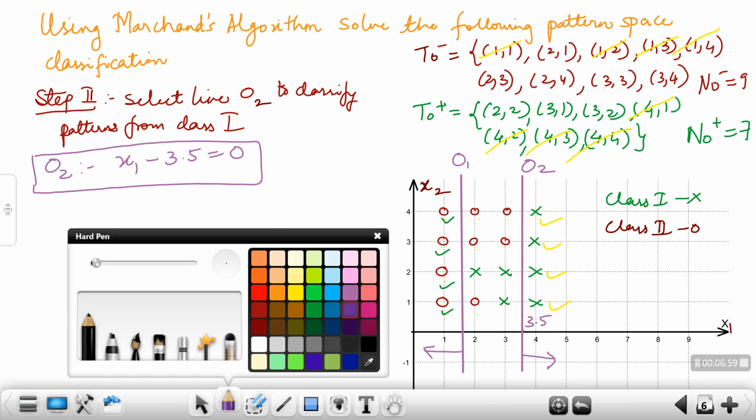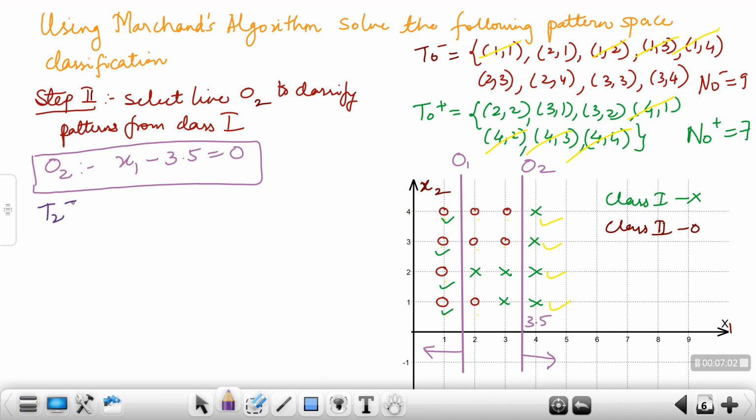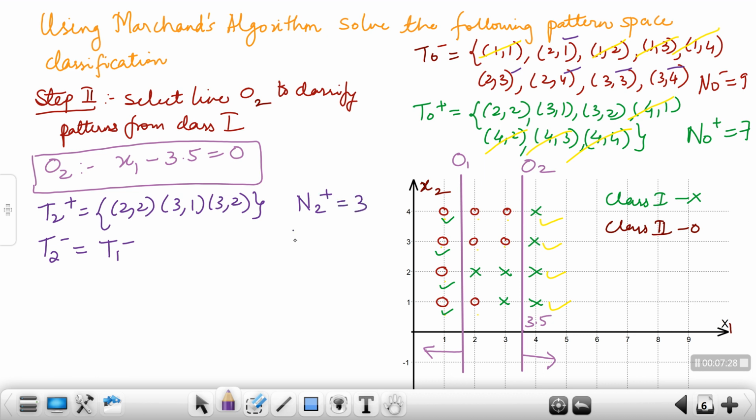If I need to write T2 plus, we will be left with only 3 points now, and T2 minus will be left with 5 points, which are the same as what was written in T1 minus. Which are the 5 points? 1, 2, 3, 4, 5, these points. So N2 plus is 3 and N2 minus is equal to 5.